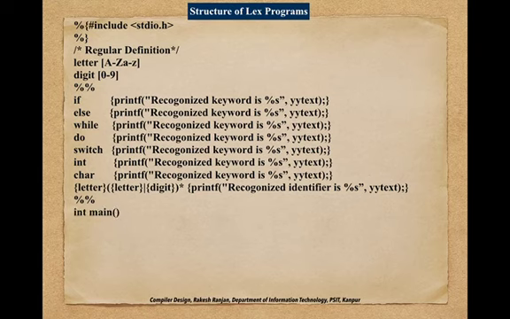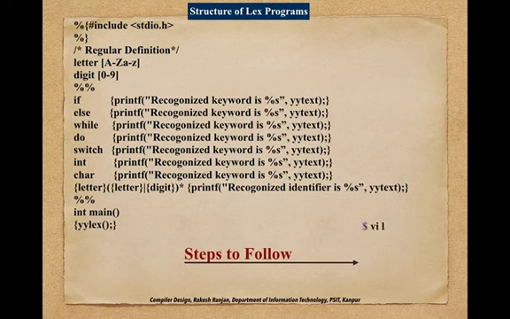In the third part of the program we write int main, and we can have yylex. We are calling the function yylex, which starts the analysis. The steps to follow: how can the steps be followed? First we should use the vi editor, vi lex.l, and then we should write the program.